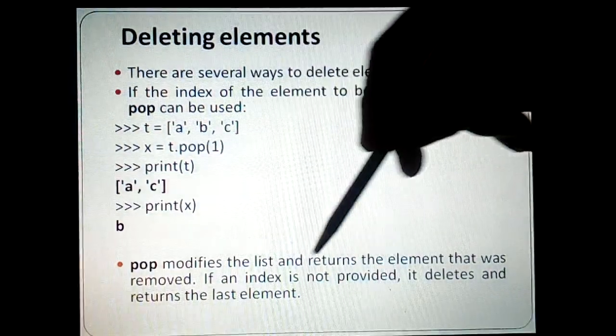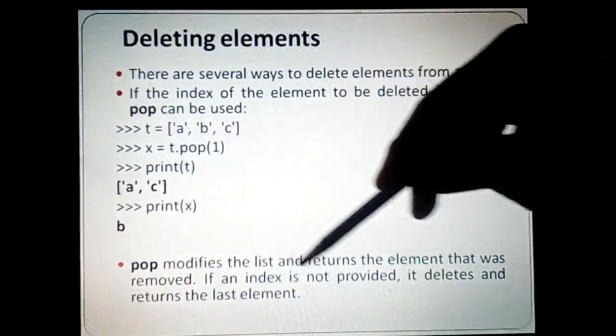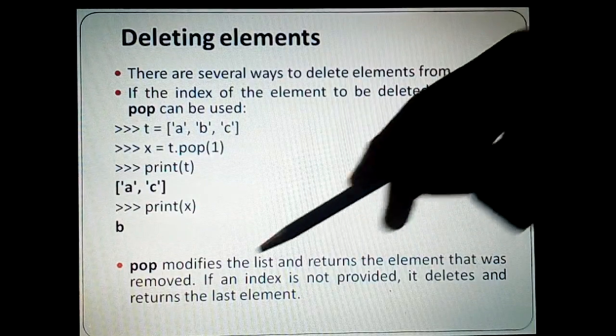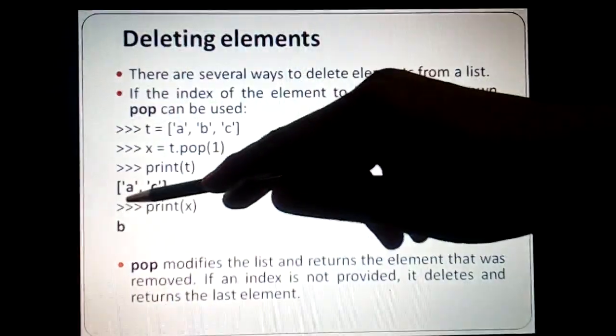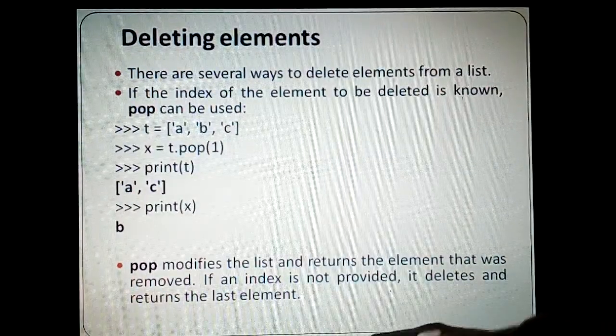So pop modifies the list and returns the element that was removed. If an index is not provided, it deletes and returns the last element. So it is also modifying, that is you have understood, because you can see that B is not there in this.